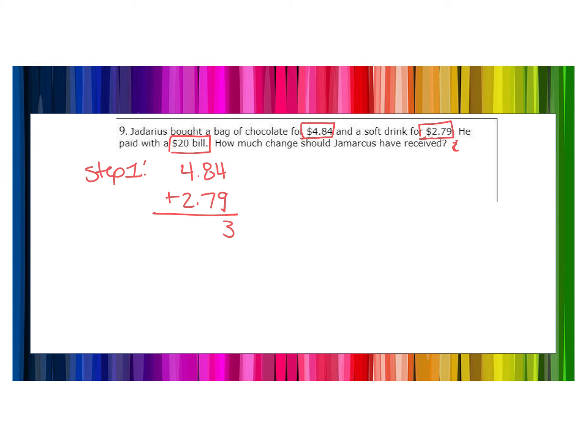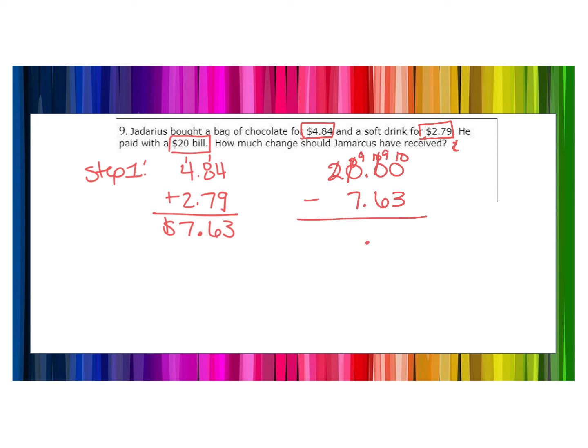That's 13, carry my 1, that's 9. That is 16, carry my 1, 4, 5, 6, 7. He spent $7.63 total, so then I'm going to subtract that from $20. I added the decimal and 2 zeros. I have to borrow all the way across.